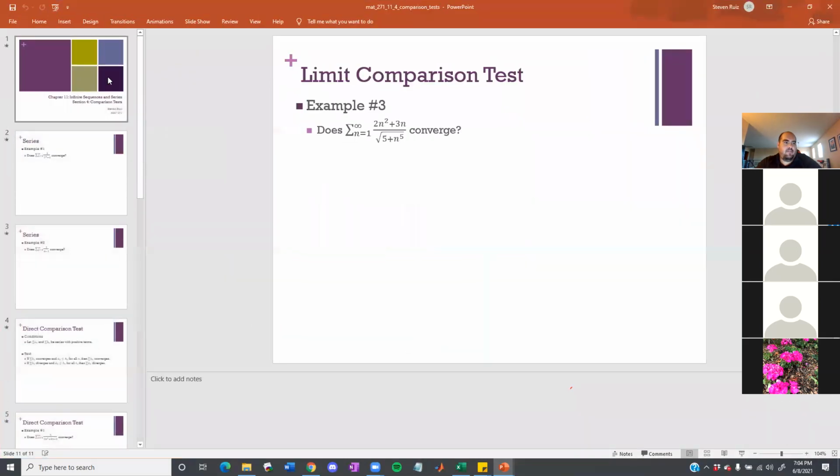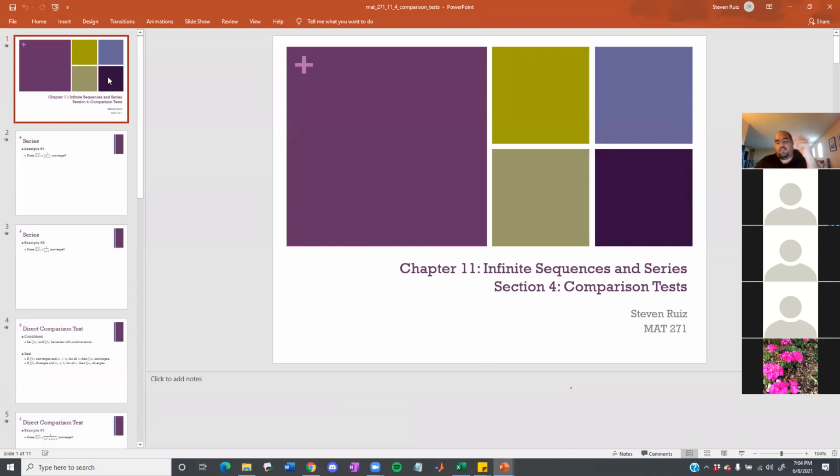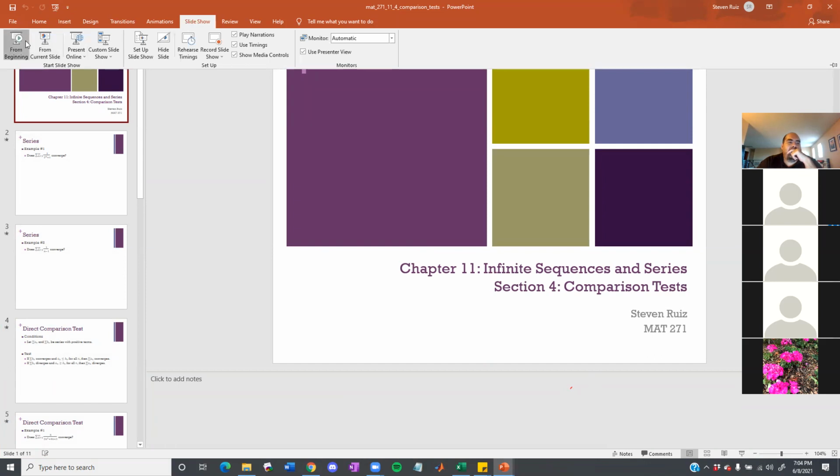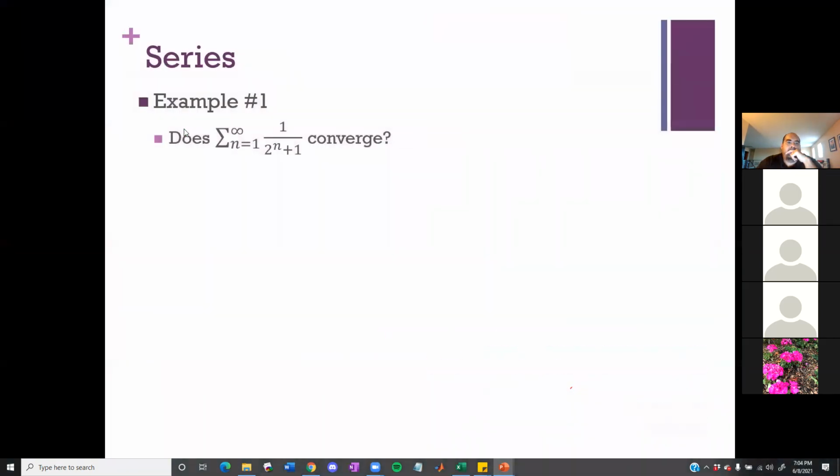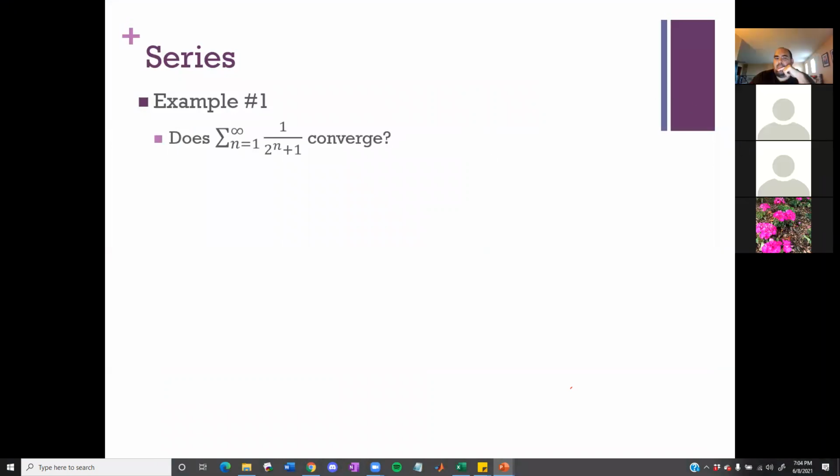All right, a couple more tests that are also very powerful that I want to talk about are the comparison tests. To talk about these tests, let's look at a couple examples that we might not be able to prove, but we probably have some intuition about them. So I have 1 over 2 to the n plus 1. Does this thing converge or diverge? Whether or not you can prove it right now, what does your gut tell you about what this series does?